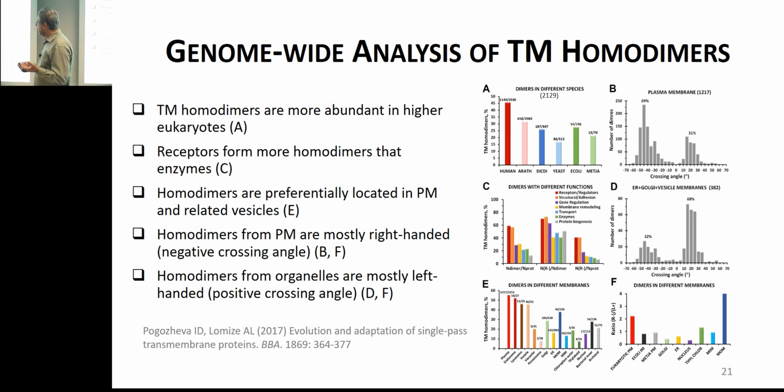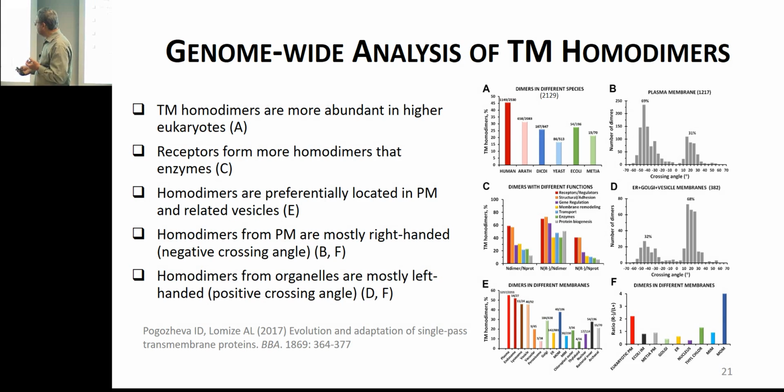And what happens? There are some interesting trends. For example, we found that transmembrane alpha dimers are more abundant in higher eukaryotes. For human, you have a significantly larger number than for yeast or for Arabidopsis. And this is not so surprising because these proteins and the dimers are involved in cell-cell interactions. So this is multicellular organisms versus unicellular organisms. And most of them are receptors.